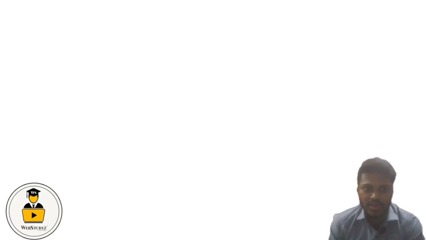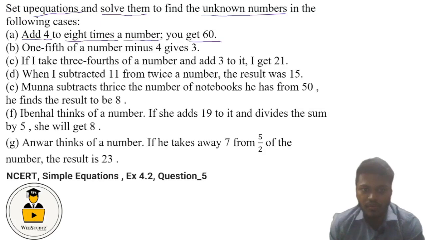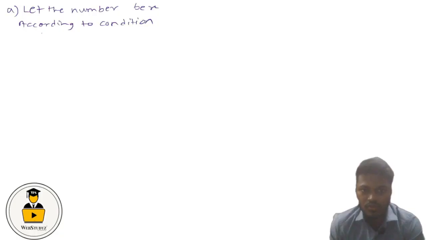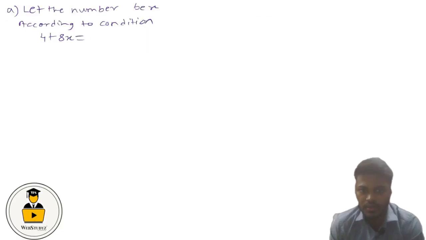So let us consider it here. Let us first assume the number be x. According to the condition, we have to add 4 to 8 times a number, so 4 plus 8x is equal to 60. So we have to find the value of x here.